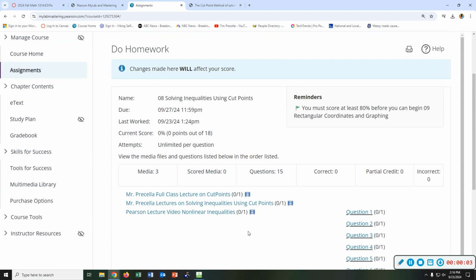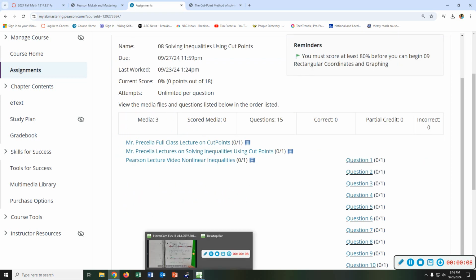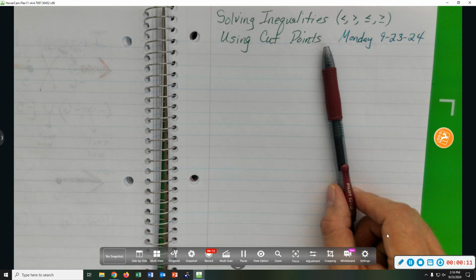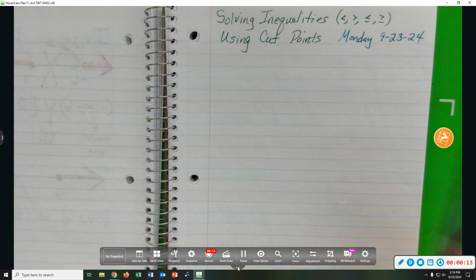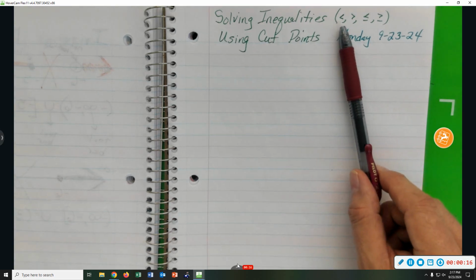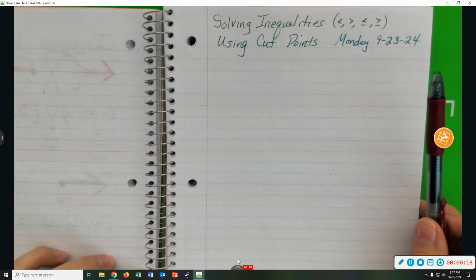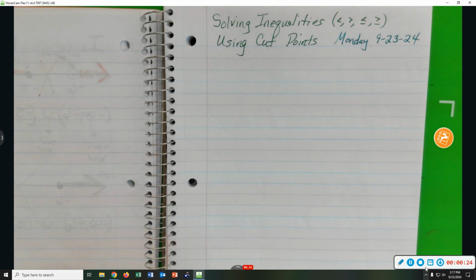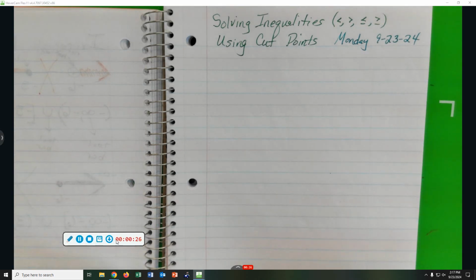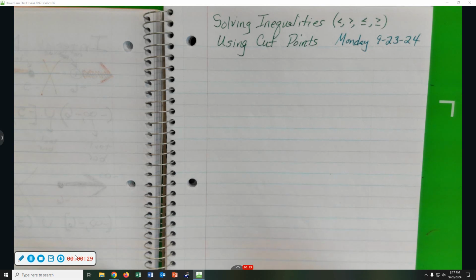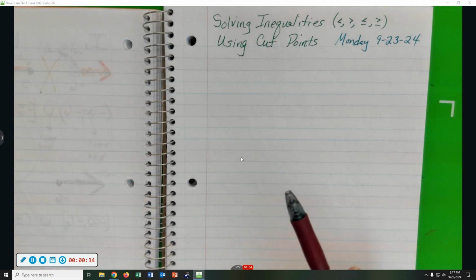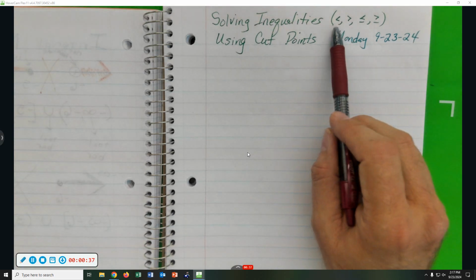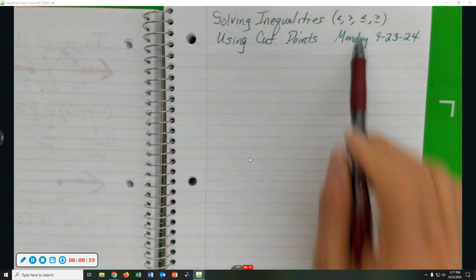Good afternoon, class. Today we're going to be solving inequalities using cut points. And the natural question is, what is an inequality? Well, an inequality is something that has a less than, a greater than, a less than or equal to, or a greater than or equal to symbol on it. That's something we haven't seen today in the first 4 weeks of the semester. All we've been solving are equations in the first 4 weeks of the semester. But today we're going to solve stuff that has less thans and greater thans in it.